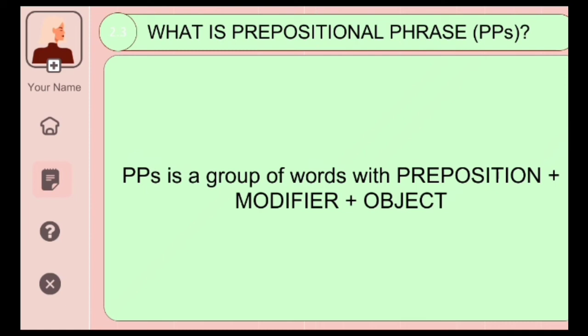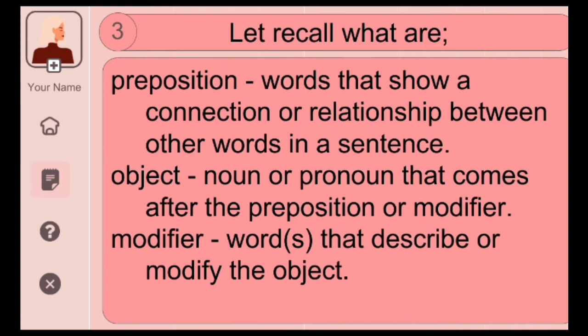First, before we proceed, let us review what is a preposition. Prepositions are words that show a connection or relationship between the words in a sentence. What is an object? An object is a noun or pronoun that comes after the preposition. What is a modifier? Modifiers are words or a word that describe or modify the object.